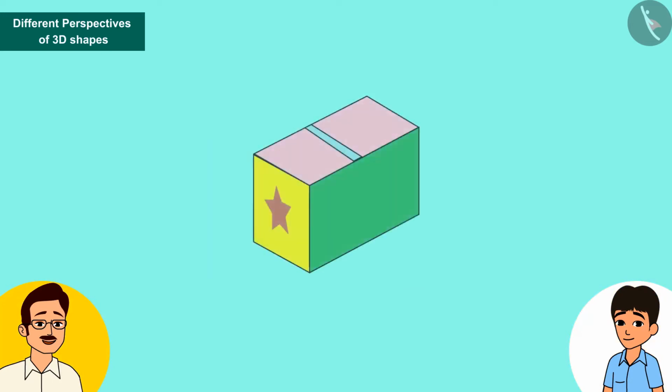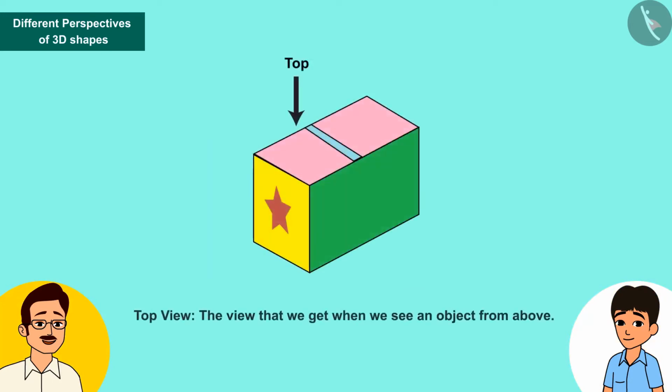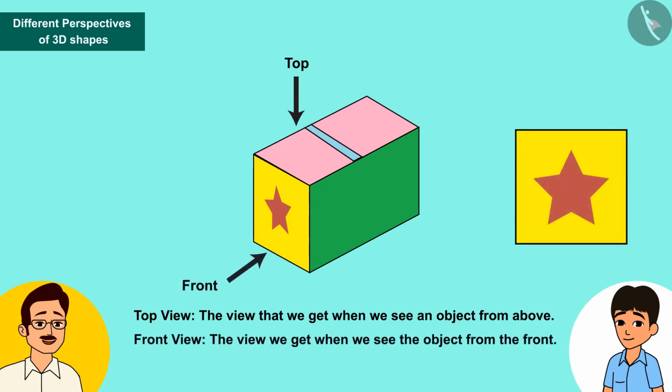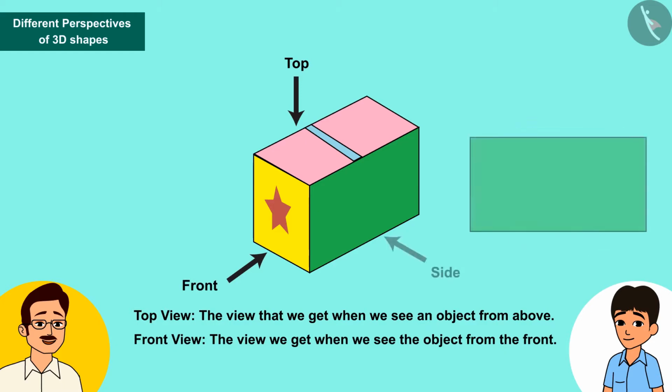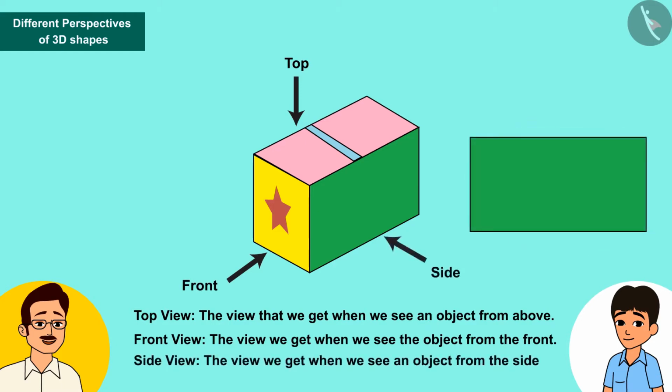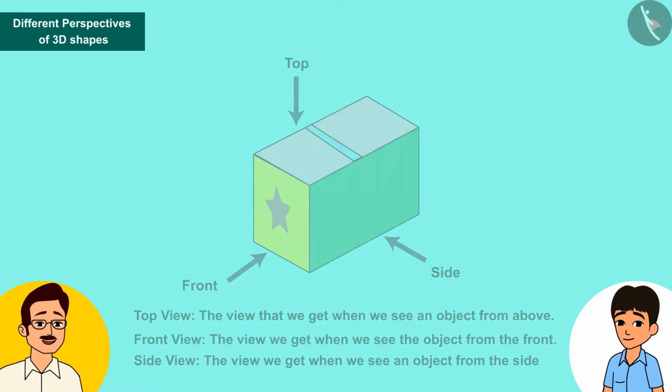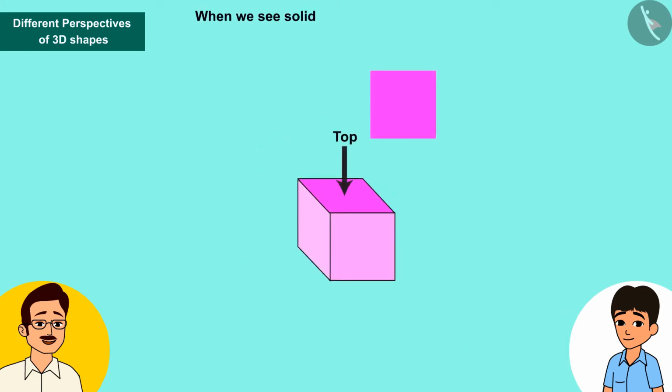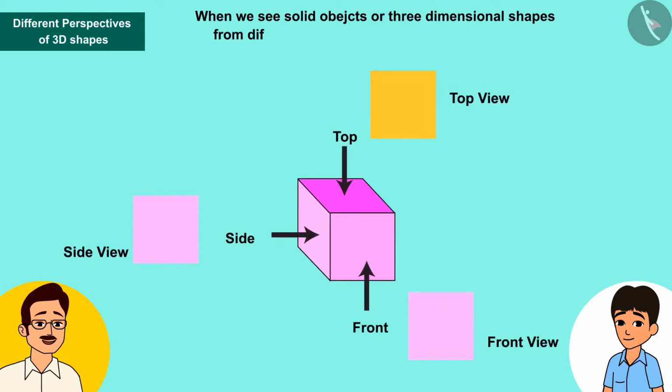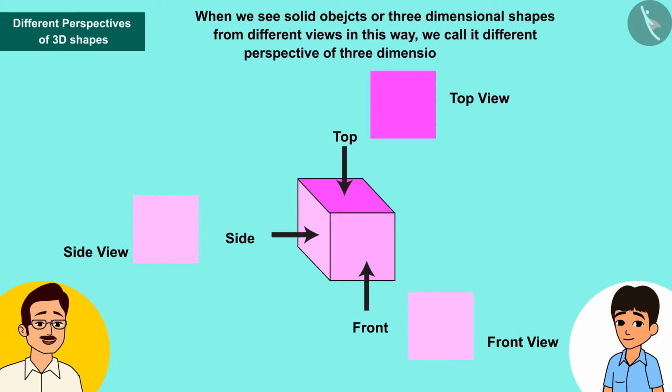Well done. The view that we get when we see an object from above is called top view. The view that we obtain when we see the object from the front is called front view. The view that we obtain when we see the object from the side is called side view. When we see solid objects or three-dimensional shapes from different views in this way, we call it different perspectives of three-dimensional shapes.